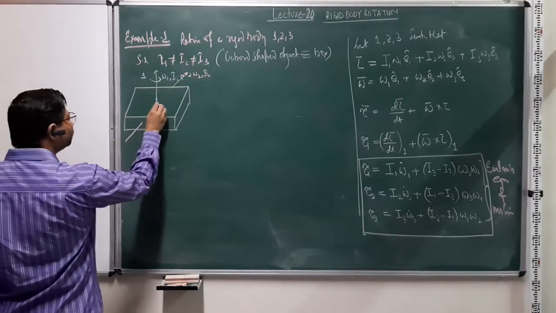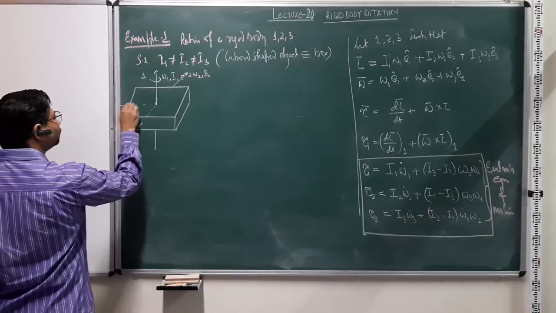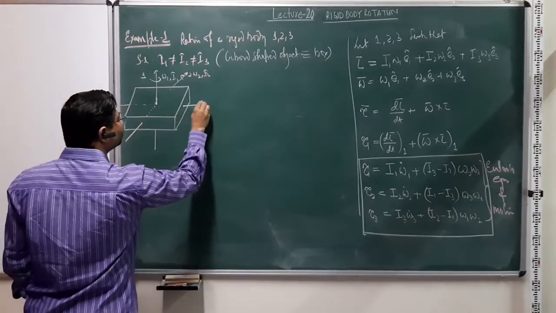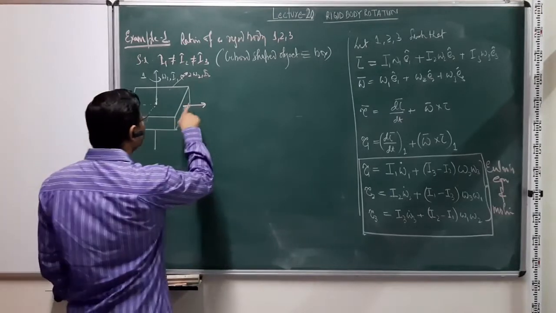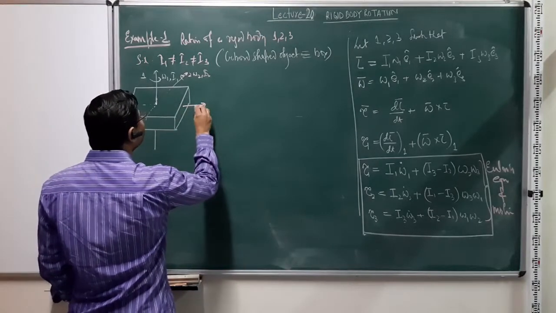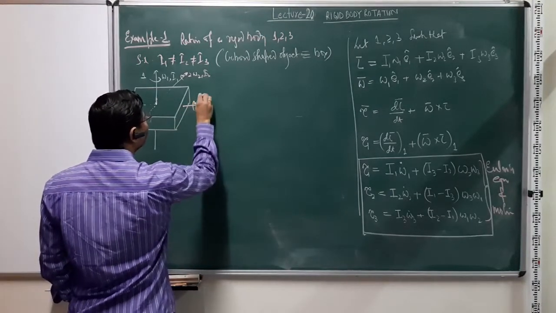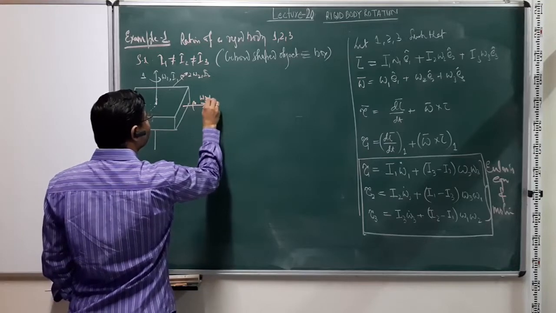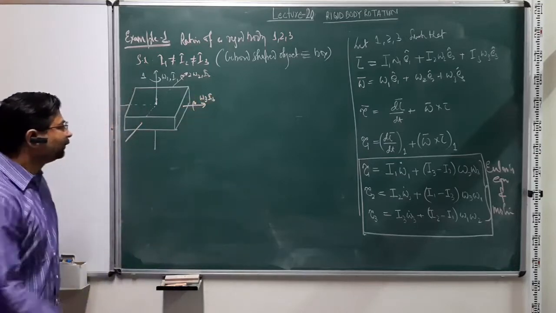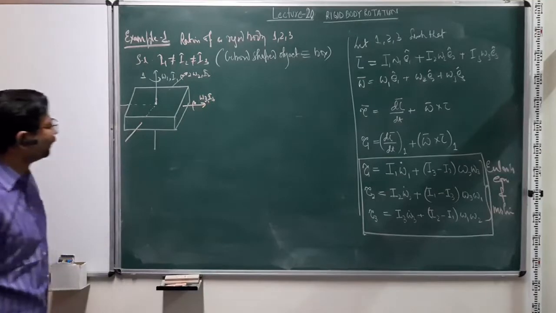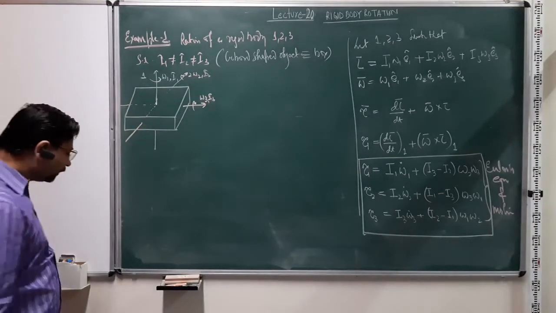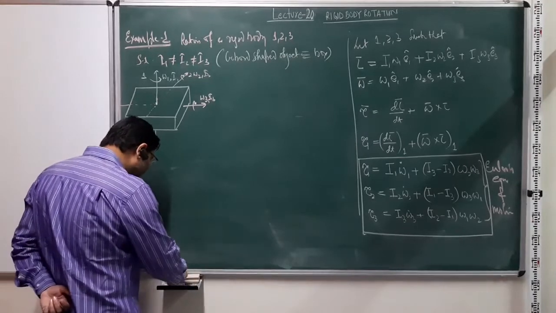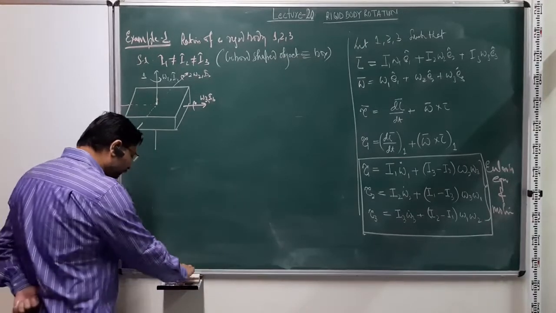There is a third one, which is along the shortest side, and again it can have a rotation about this, and we can take the omega 3 and I3 in this direction, right? So it has these 3 sets of principal axes. Let us now formulate the problem and see what the evolution is.